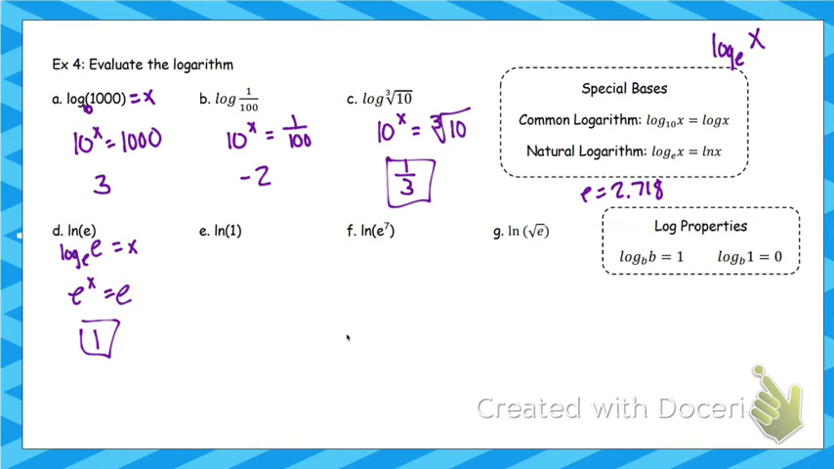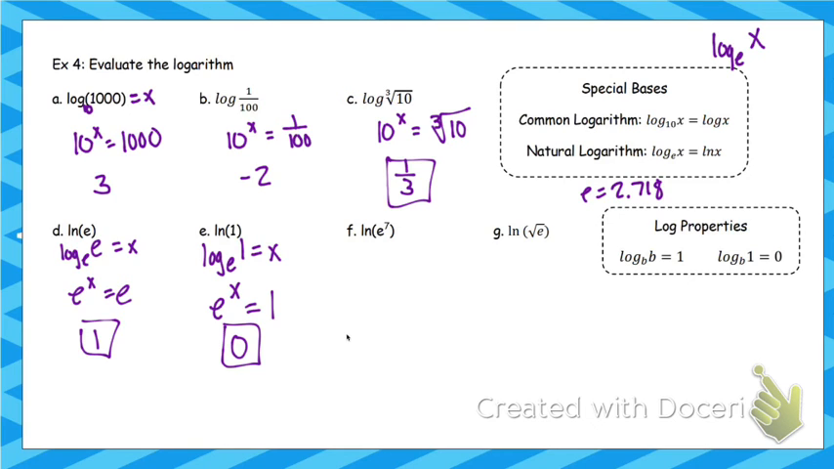All right, let's do the next one. Log base e of 1 equals something. e to the something equals 1. That something is 0, just like it was before, because anything to the 0 power is 1.